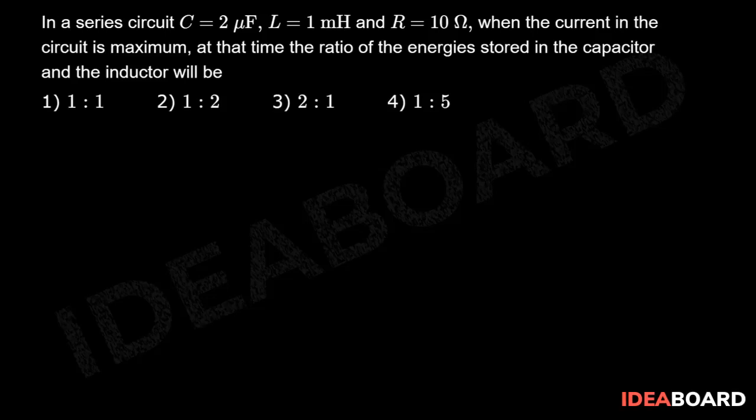In a series circuit, C is equal to 2 microfarad, L is equal to 1 millihenry, and R is equal to 10 ohm. When the current in the circuit is maximum, at that time the ratio of the energies stored in the capacitor and the inductor will be.